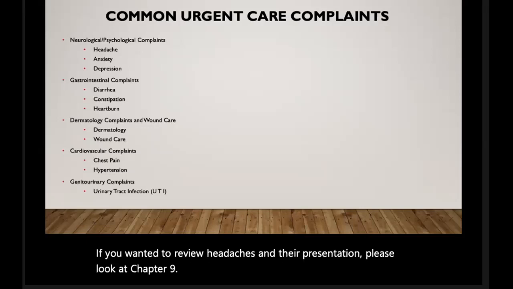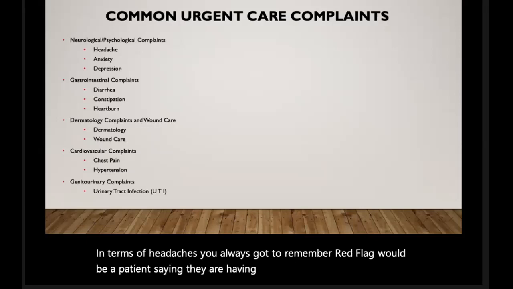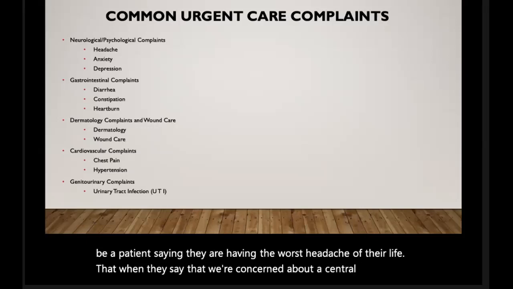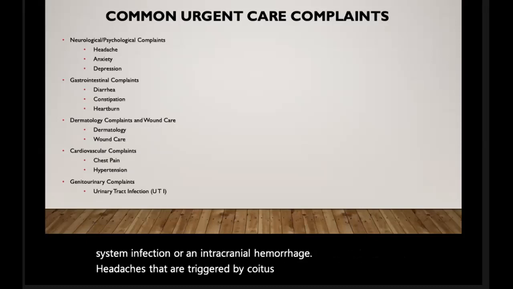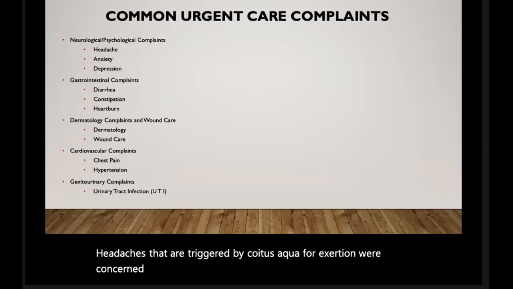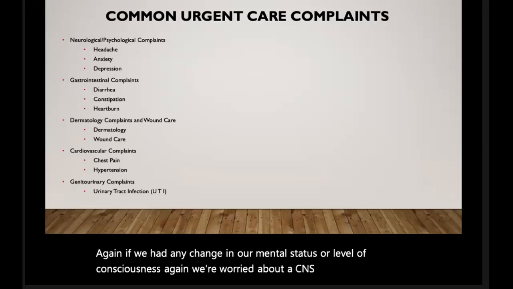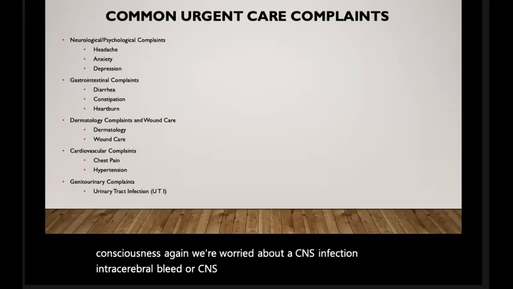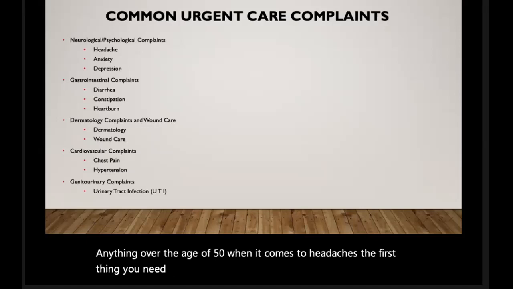In terms of headaches, you always have to remember a red flag would be a patient saying they are having the worst headache of their life. When they say that, we're concerned about a central nervous system infection or an intracranial hemorrhage. Headaches that are triggered by coitus, a cough, or exertion, we're concerned about CNS lesions or subarachnoid hemorrhage. Again, if we have any change in mental status or level of consciousness, we're worried about a CNS infection, intracerebral bleed, or CNS lesion. Anything over the age of 50, when it comes to headaches, the first thing you need to consider is temporal arteritis.